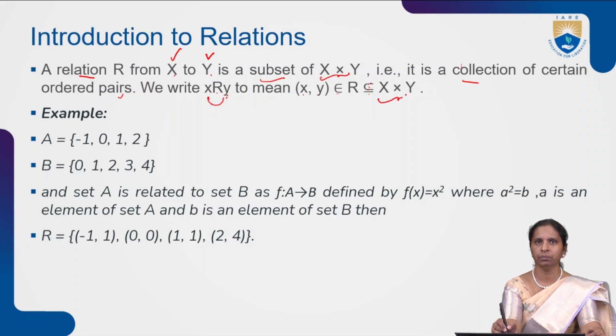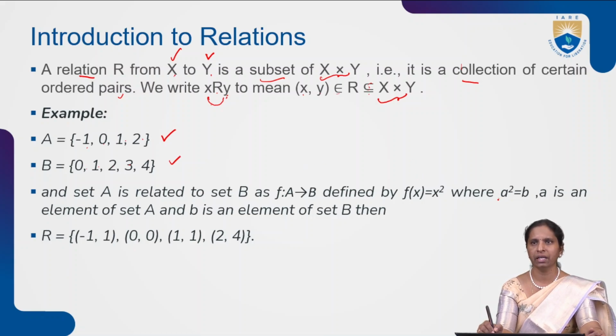So for example, if you have set A and set B, the elements in A are minus 1, 0, 1, 2. The elements in B are 0, 1, 2, 3, 4. Then, if you want to find the relation from A to B, with the relation here being a squared equals b, this is called a relation.